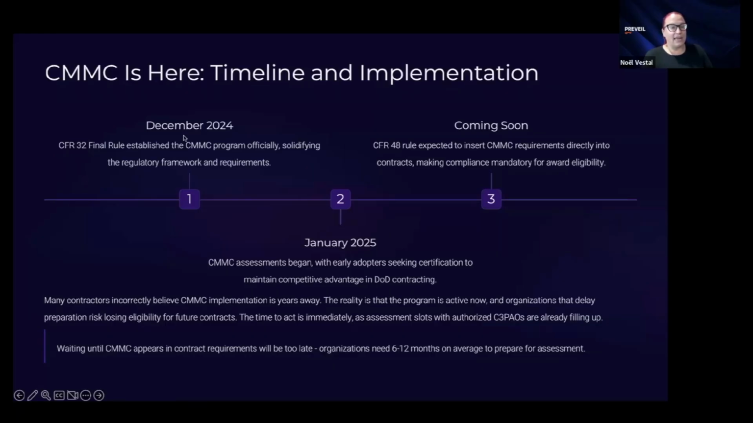This is a very good point at the end. Waiting until CMMC appears in contract requirements will be too late. The average organization needs a minimum of 6 months, and that is a minimum for most organizations. I'll be honest with you, in the CMMC final rule, the DoD estimates 12 to 24 months for a lot of different companies. 6 to 12 months is what we see as more of our timeline with PreVeil, because we have a lot of assistance that we can offer our customers.